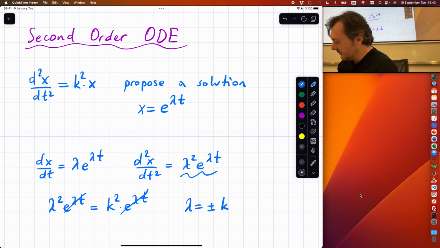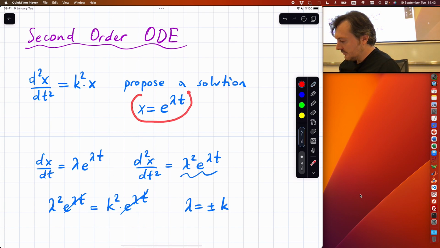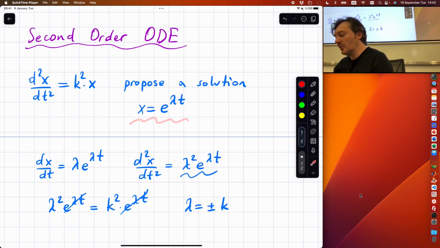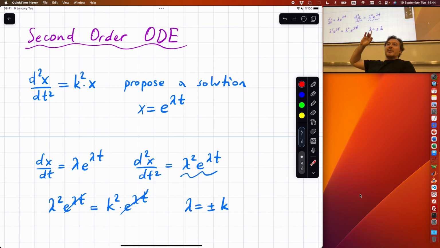Where did you get lost? So we are just guessing a solution. Yes. X is probably e to the... Yes, exactly. And then we are taking derivatives. Right? Yes. And you are worried because, how will I know what to guess? That's your worry. It's always e to the lambda t. That's the answer. Even when it's sine, you can write it down as e to the lambda t. So it's always e to the lambda t.